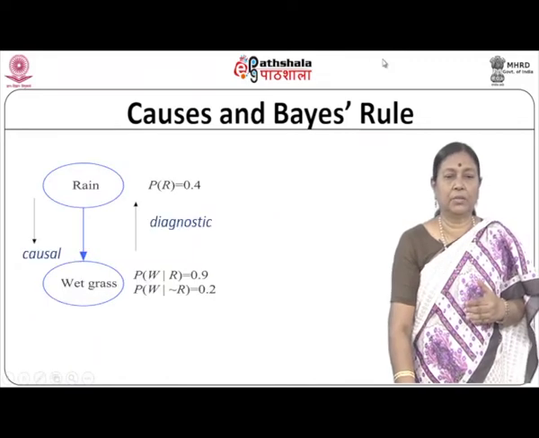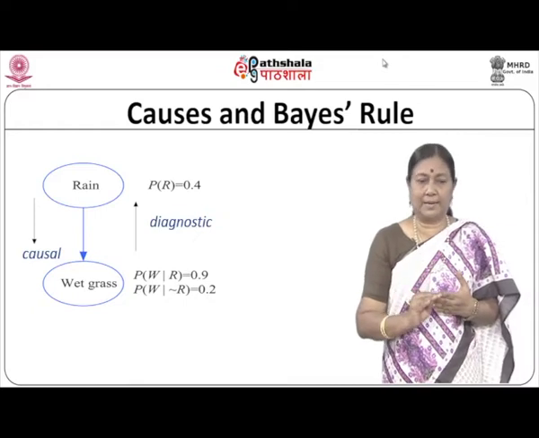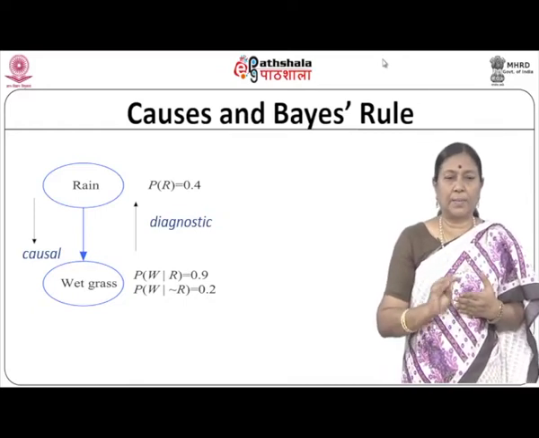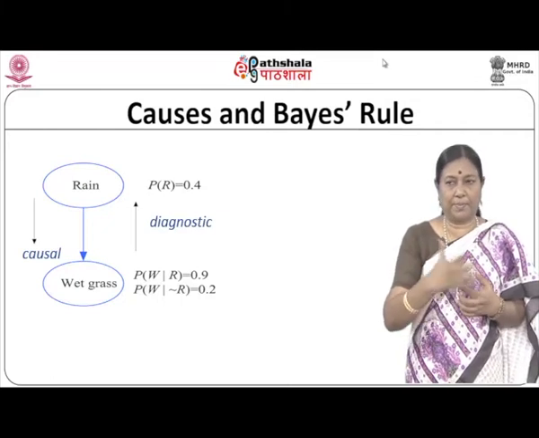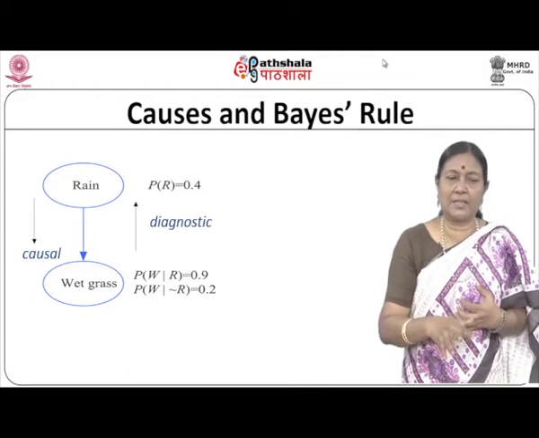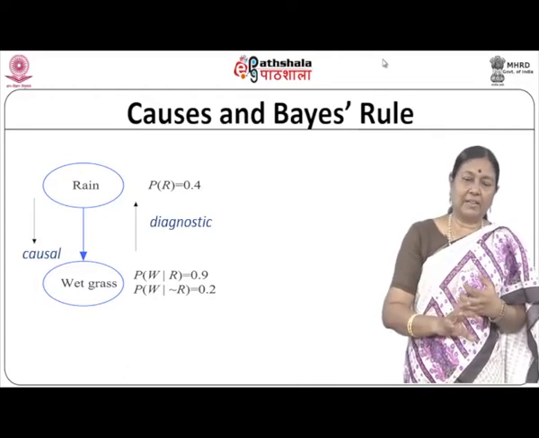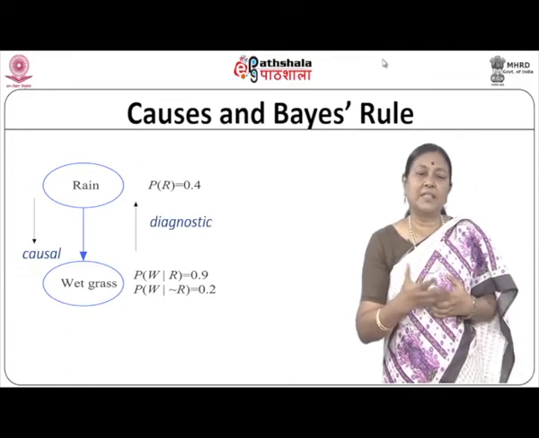Okay. Now let us look at a small example again. We have here rain and wet grass. The direction of the arrow is what we are talking about, parent. Given the parent, the probability of wet grass is called causal, and given wet grass, the probability of what caused that wet grass is diagnostic.